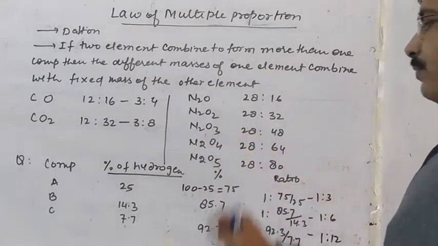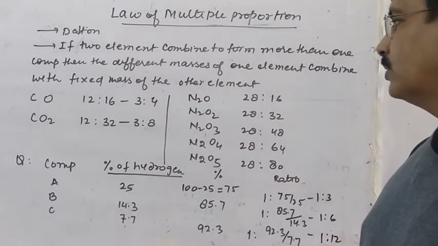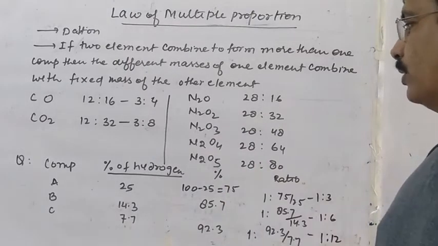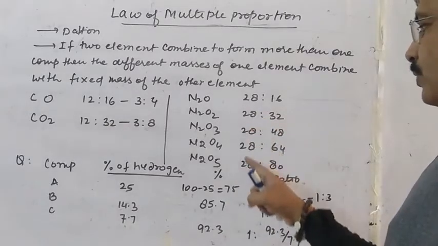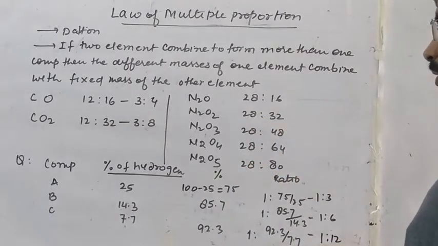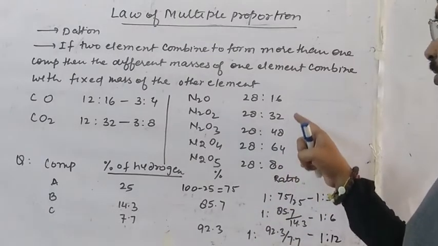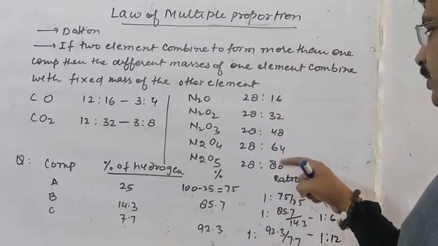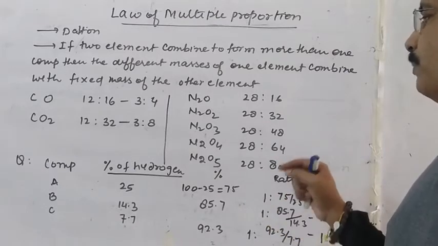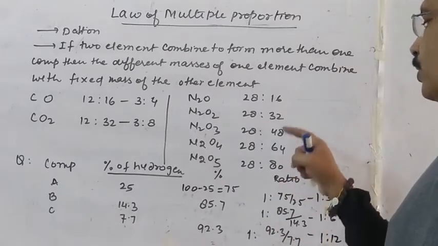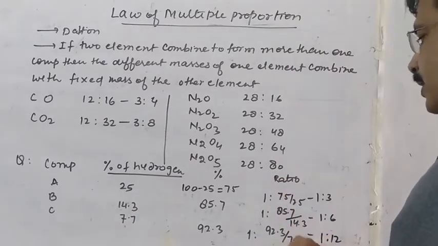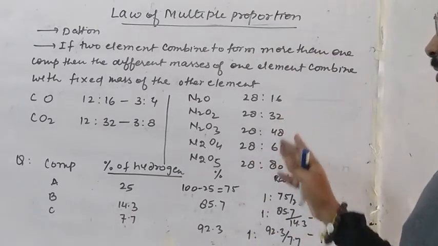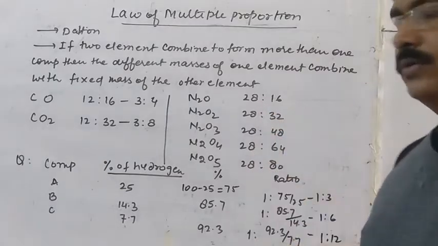Similarly, if we take nitrogen oxides N2O, N2O2, N2O3, N2O4 and N2O5, the weight of nitrogen is always constant at 28 and oxygen is always 16, 32, 48, 64, 80 in a multiple form. Twos are 32, threes are 48, fours are 64, fives are 80. So this is in a multiple form and nitrogen is constant.